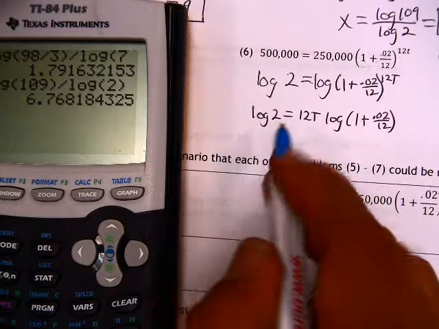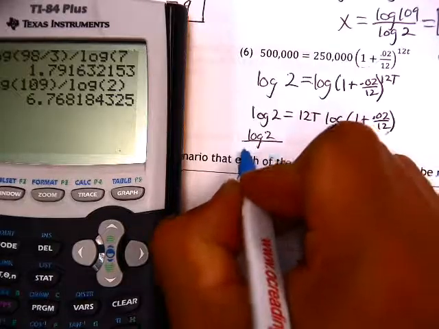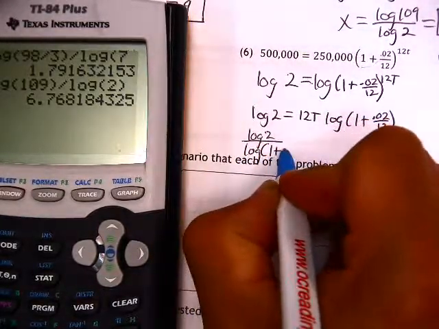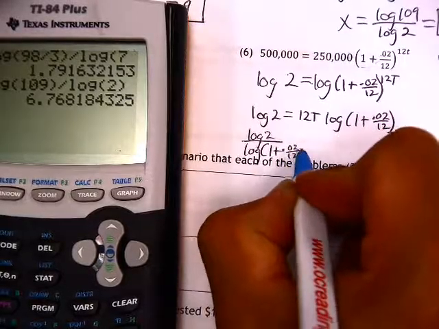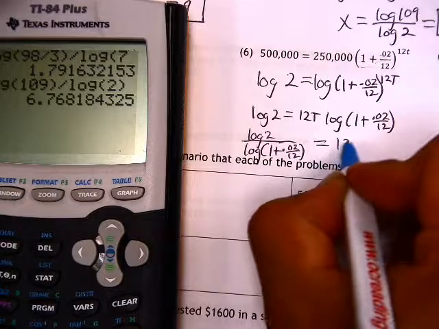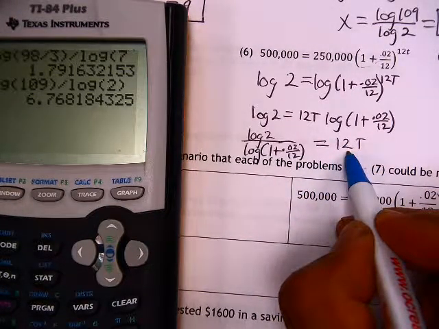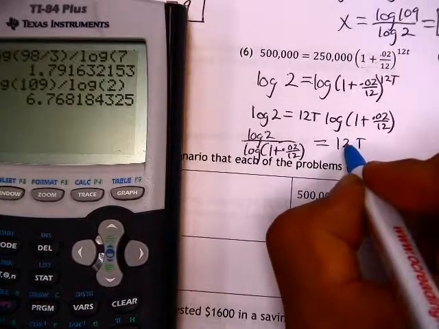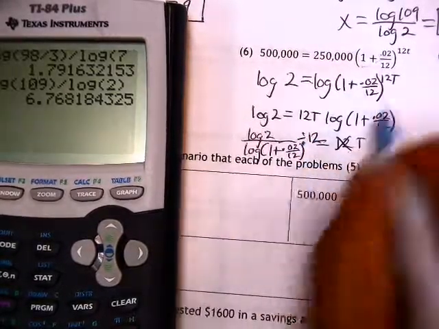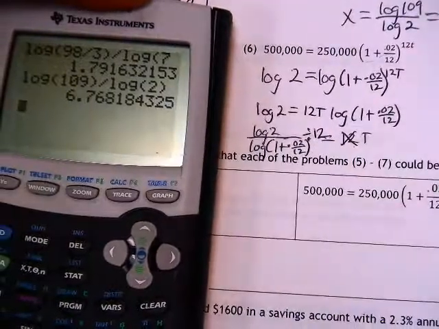So on this side, I'll have log of 2 over log of this stuff here, 1 plus 0.02 divided by 12, is equal to 12t. The last step I'm going to have to do is divide everything by 12. So what I'm going to do is I'm just going to cross it off here, and I'm going to write divided by 12. So this is what I'm going to punch into my calculator, divided by 12.